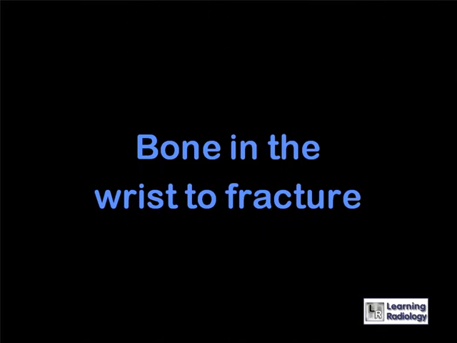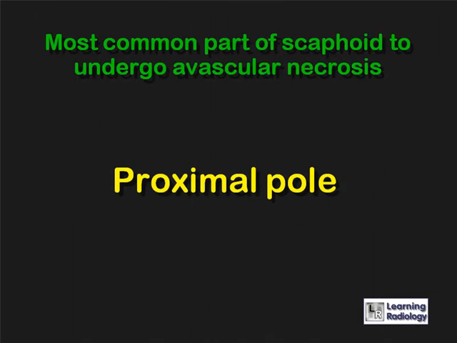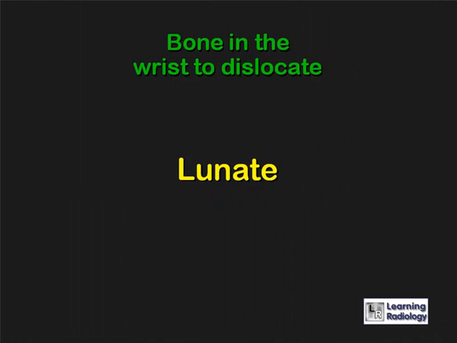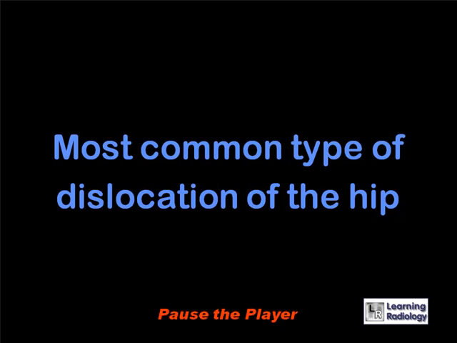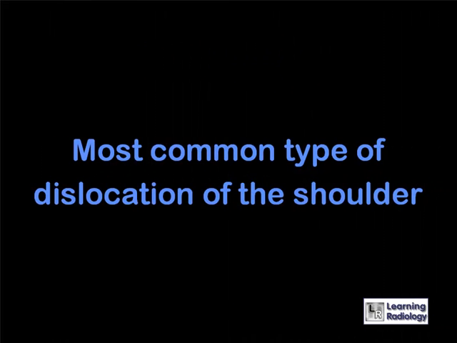So let's get started. What is the most common bone in the wrist to fracture? The scaphoid. What is the most common part of the scaphoid to undergo avascular necrosis? The proximal pole. What is the most common bone in the wrist to dislocate? The lunate. What is the most common type of dislocation of the hip? A posterior dislocation. What is the most common type of dislocation of the shoulder?